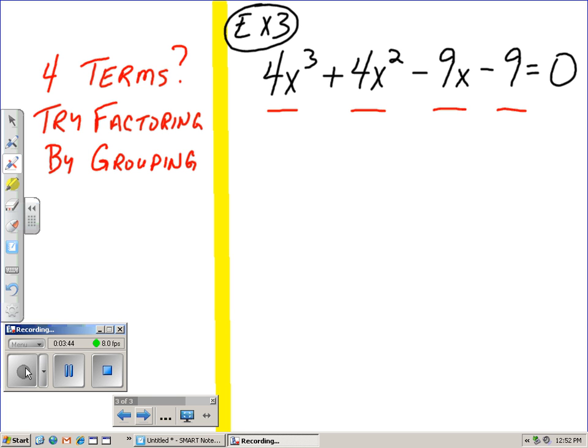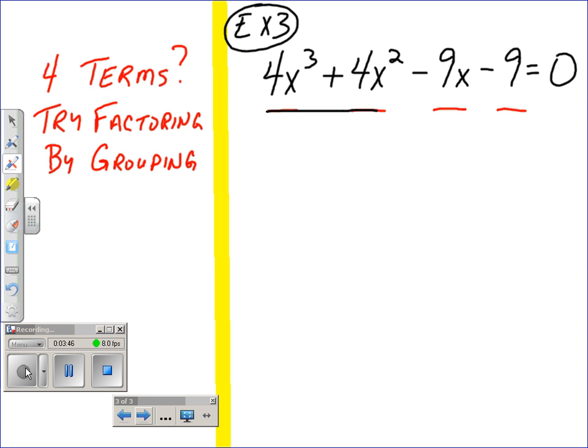I'm going to group the 4x cubed and the 4x squared together and see if I can factor something out. And I'm going to take the minus 9x minus 9 and call that a group and see if I can factor that out. In this case, it's going to work out nicely, but sometimes the book is diabolical and they put the terms out of order, and you have to figure out which two terms go together.